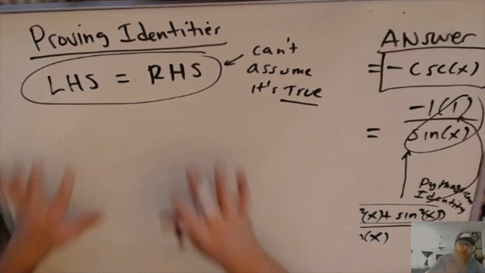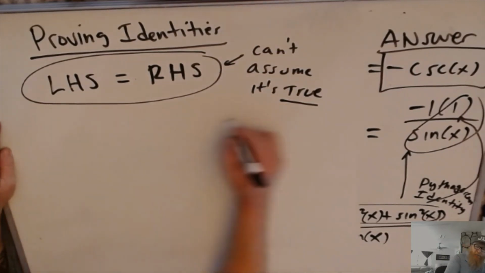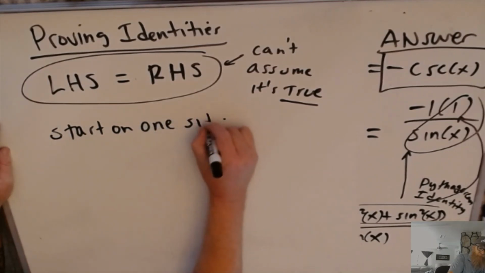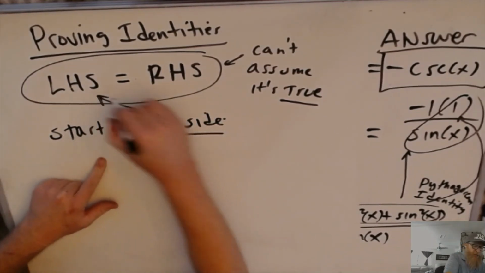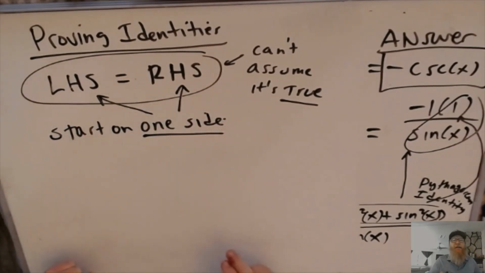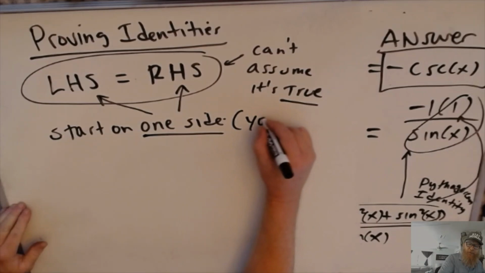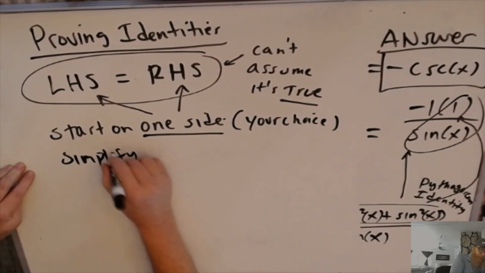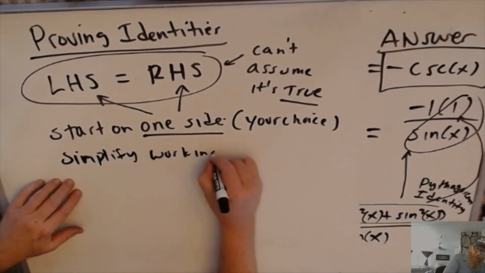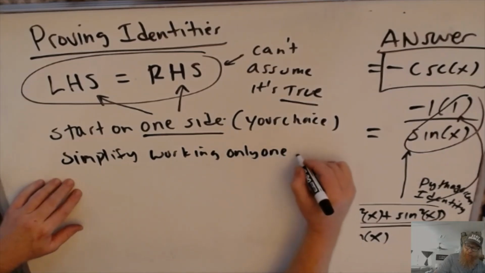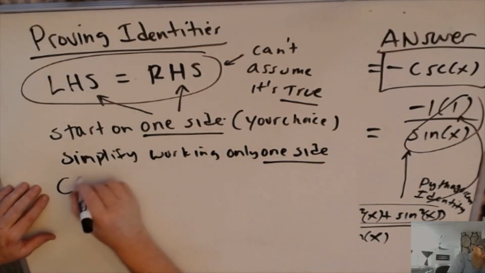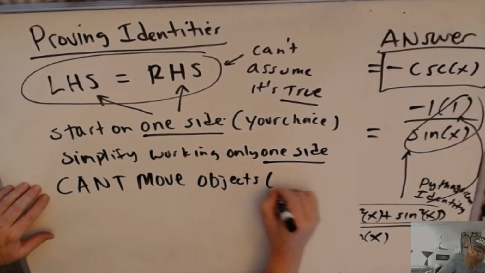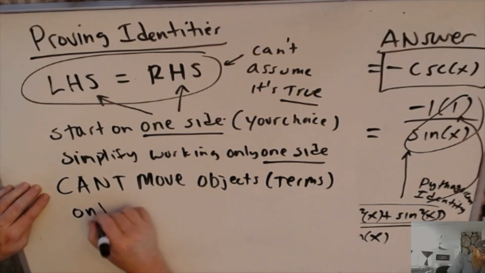You have to start on one of the two sides. It doesn't matter which. You can pick either side. Your choice. Okay. Simplify, working only on one side. You cannot move objects, terms, onto the other side.